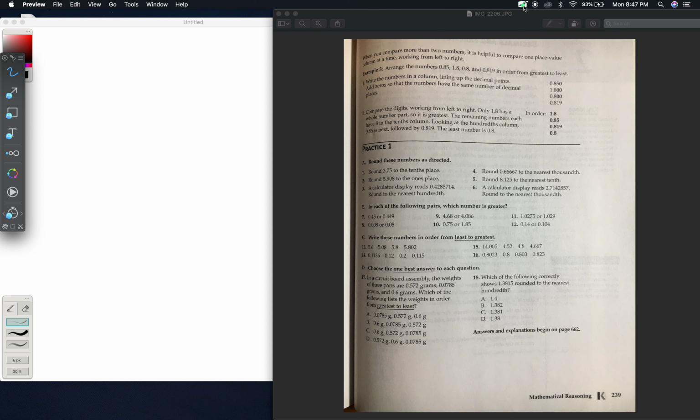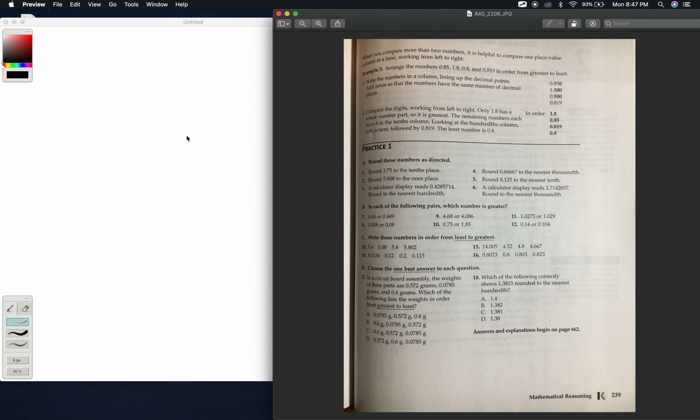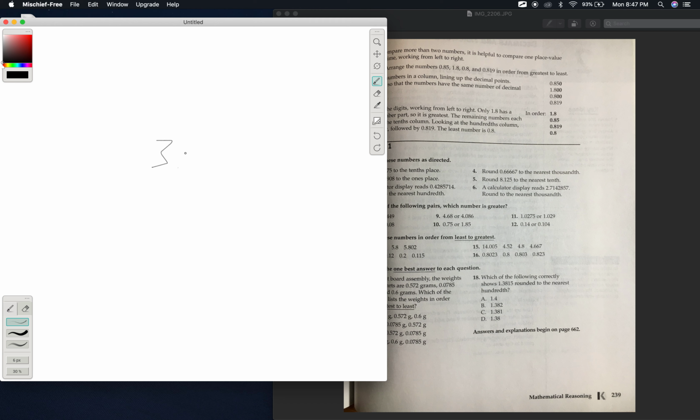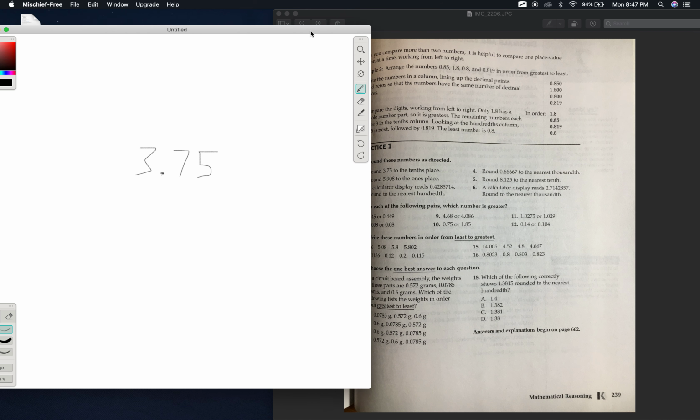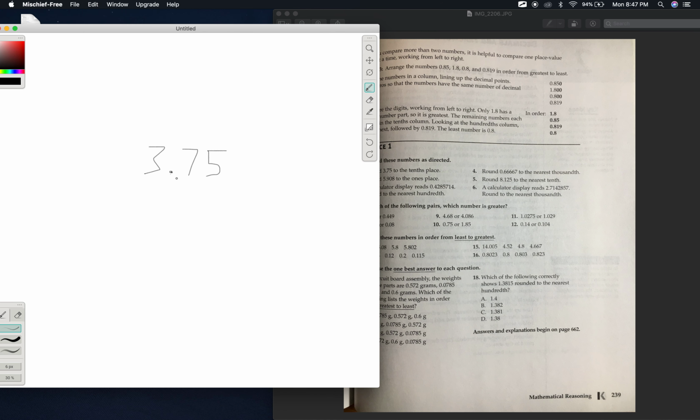So here we go. For rounding 3.75 to the nearest tenths place, we know that this is, did it say nearest ones place? No, nearest tenths place. So this is the tenths. Since this is 5 or greater, we would get rid of the 7, get rid of the 5, and change this to an 8.